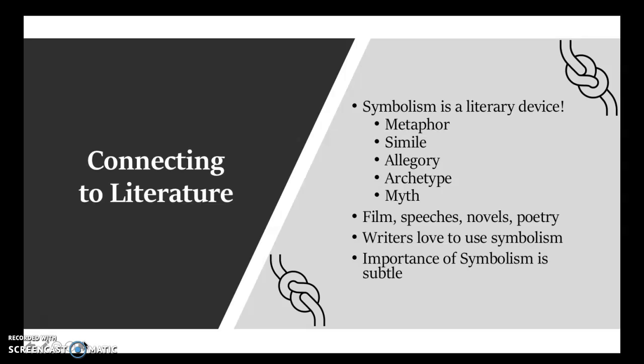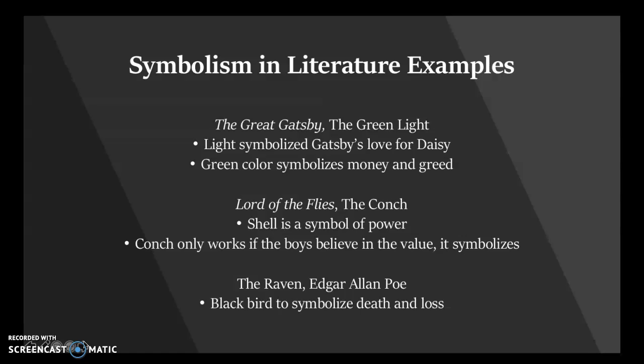The symbolism can also be in film, speeches, novels, and poetry. And symbolism is very important, but it's not so subtle. The author of the novel does not want to tell you what the symbolism is. They want you to read it, dig for it, and search for it. So some examples of symbolism in literature are The Great Gatsby and the green light.